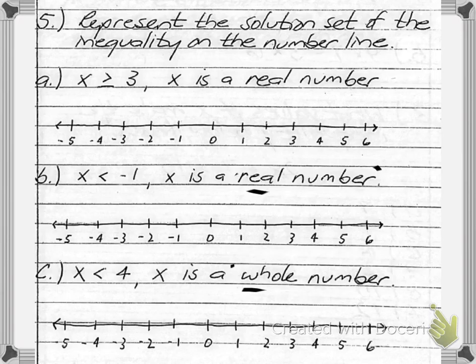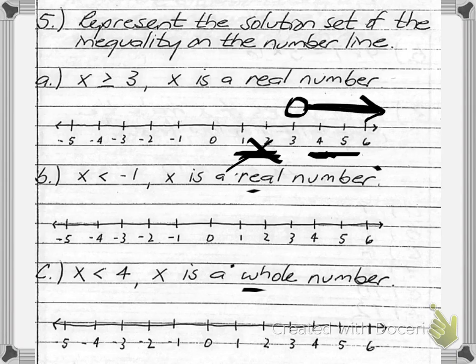So our first one simply says x is greater than or equal to 3, and x is a real number. So we're starting with 3 right here, and we know x is greater than 3. So we're going to go one way or the other. If we look on this side, we have 4 and 5. 4 and 5 are greater than 3. This side, 1 and 2. 1 and 2 are not greater than 3. So we're going to have to go this way.